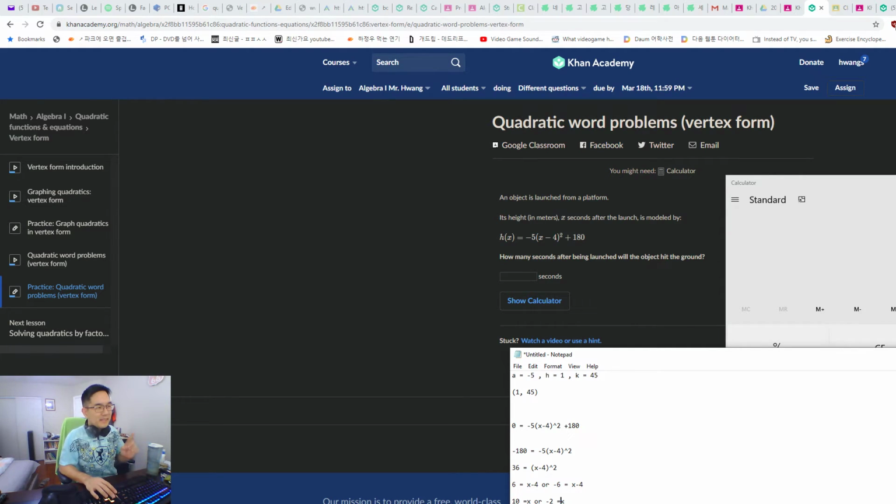Okay? X is time. X seconds. Can you go -2 seconds? Can you go back in time? No, you can't, right? X cannot be negative. Final answer is x equals 10.